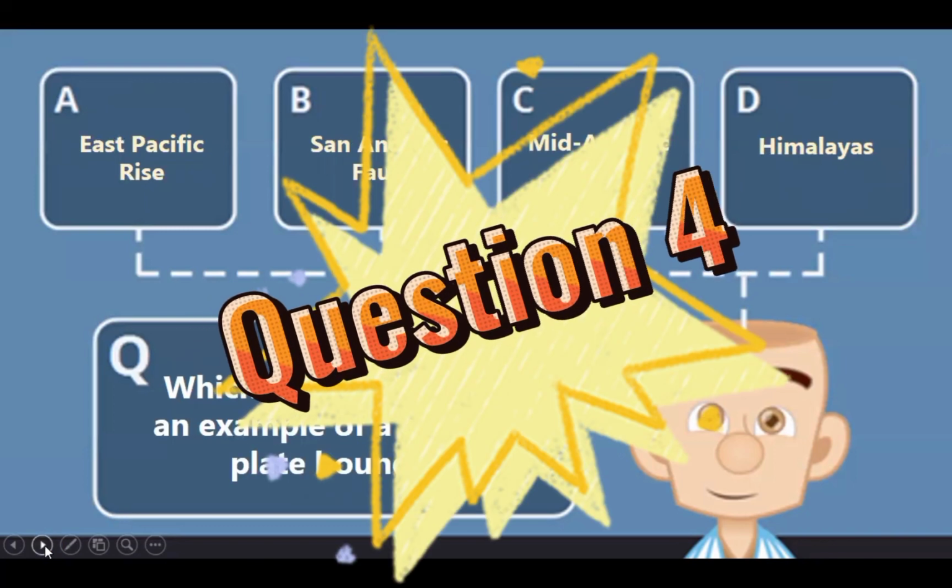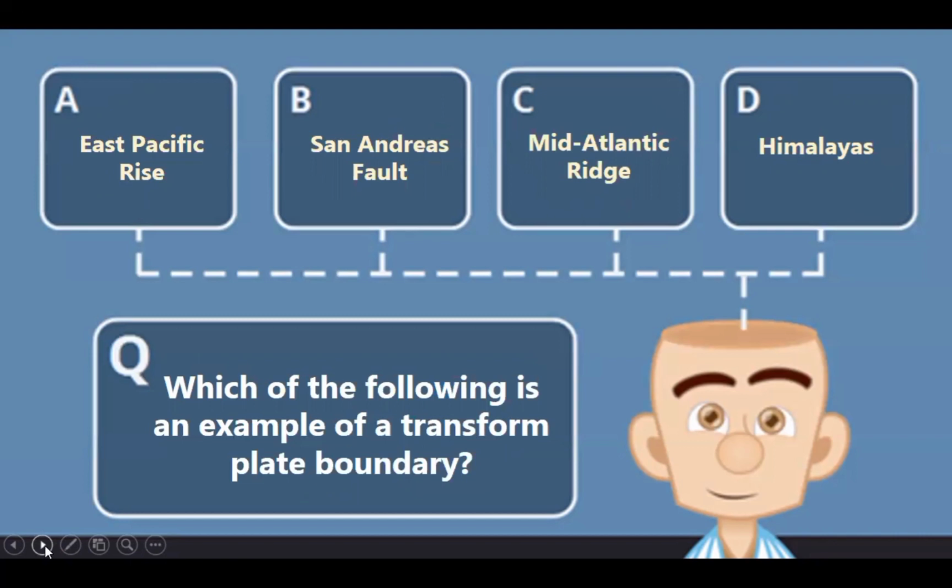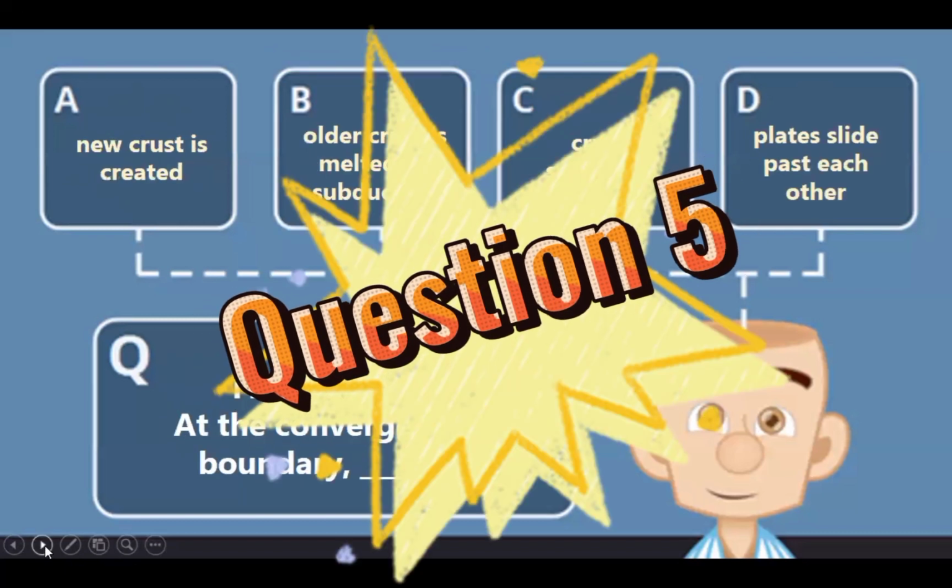Question number 4. Which of the following is an example of a transform fault boundary? A. East Pacific Rise. B. San Andreas Fault. C. Mid-Atlantic Ridge. D. Himalayas. The correct answer is letter B. San Andreas Fault.